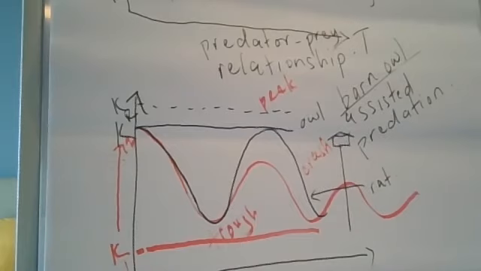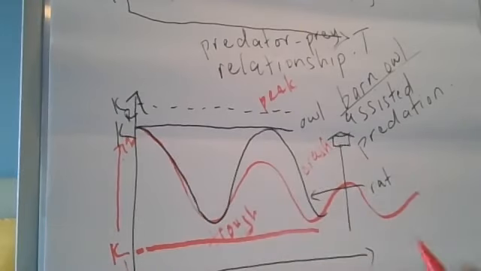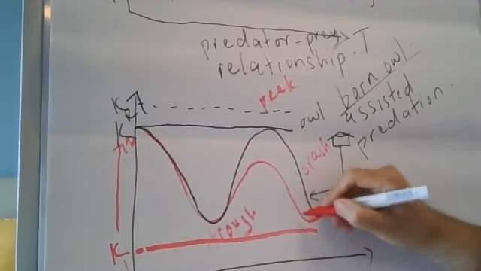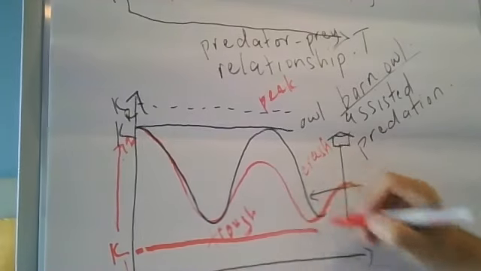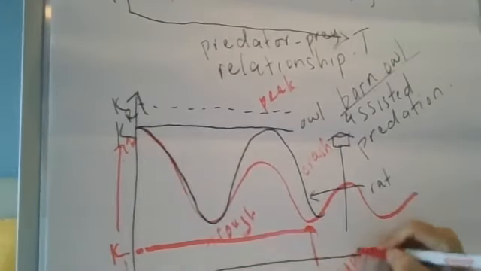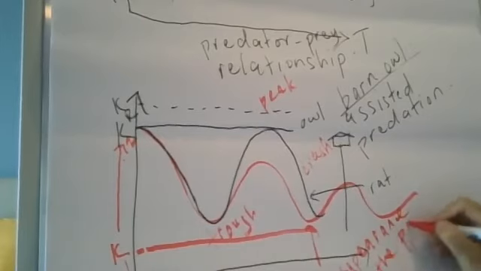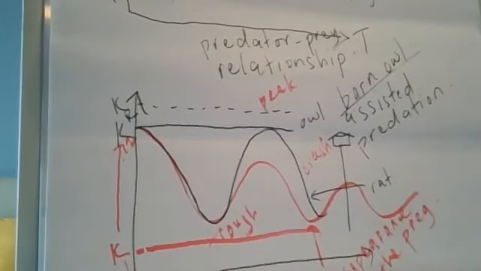But since the owl has the ability to adjust its predation rate, it does not lead to a complete crash or disappearance of the prey. Okay, when there is not sufficient prey, the owl will reduce its nesting capacity.